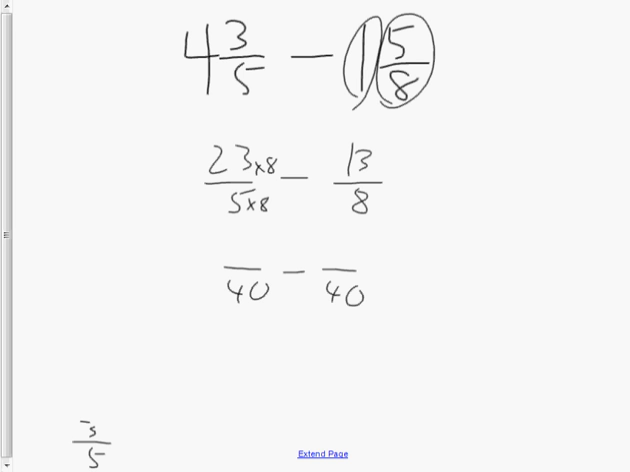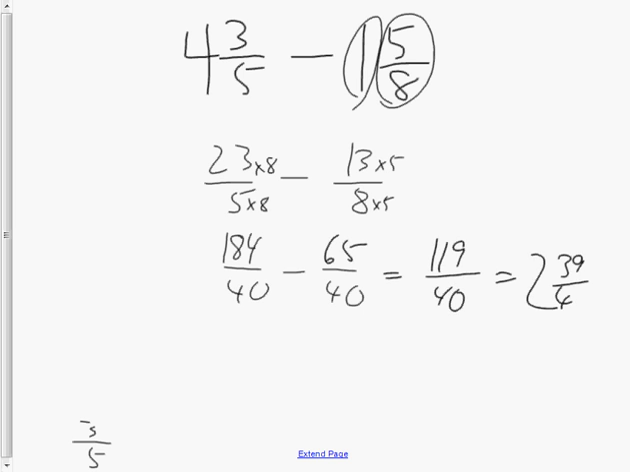So the only problem is when you use this method, the numbers can be pretty big. So that's 160 plus 24 is 184. And over here is 65. So that'll be 119, I think, over 40, which is 2 and 39/40 is an answer.